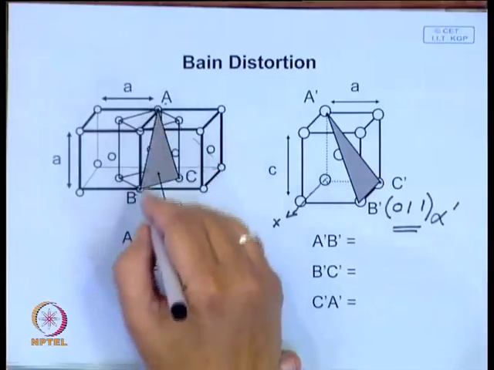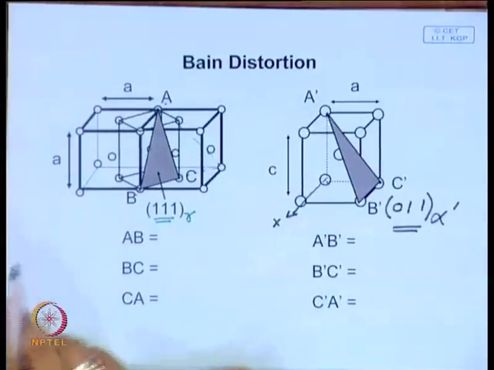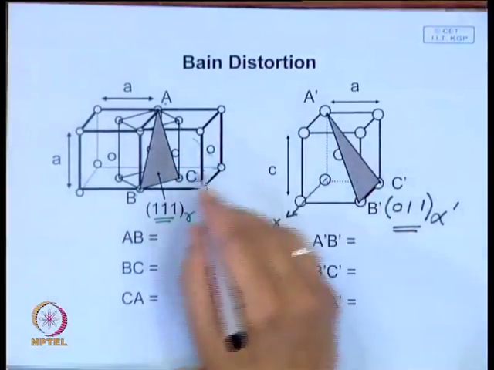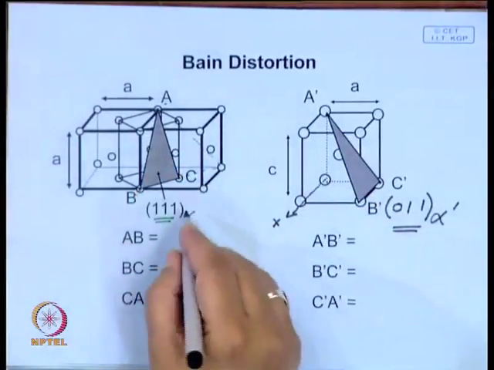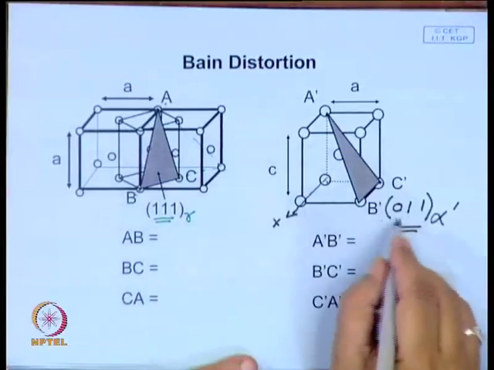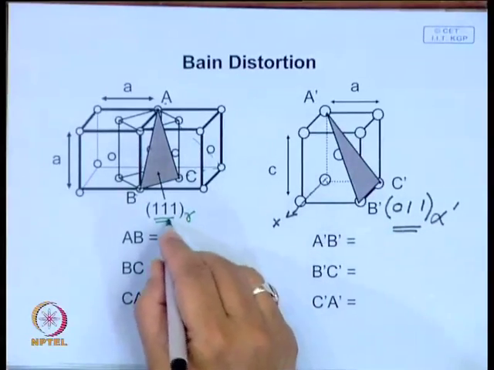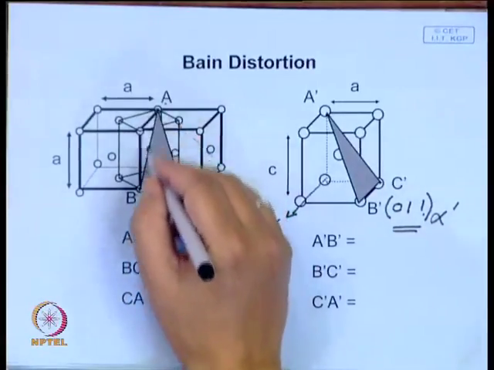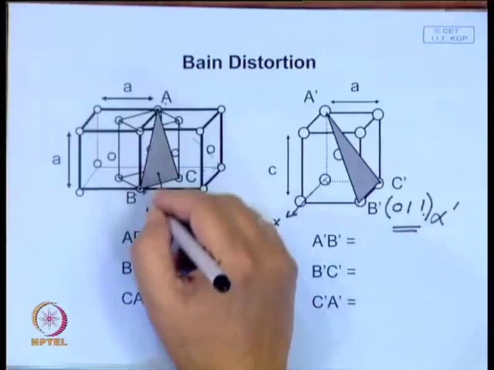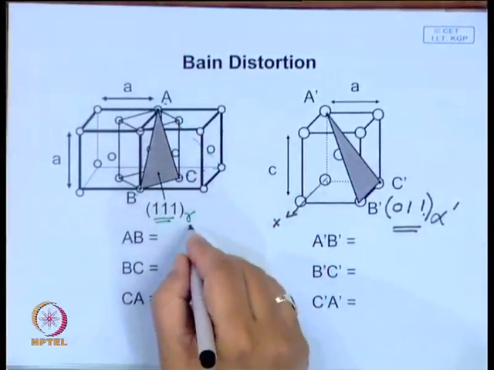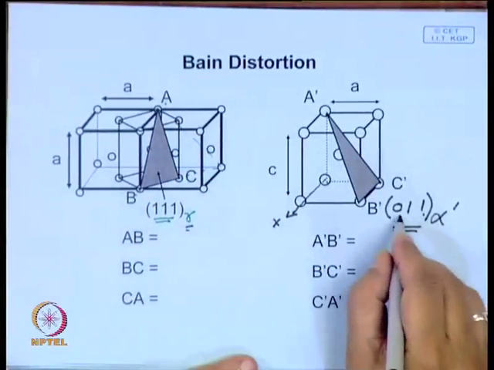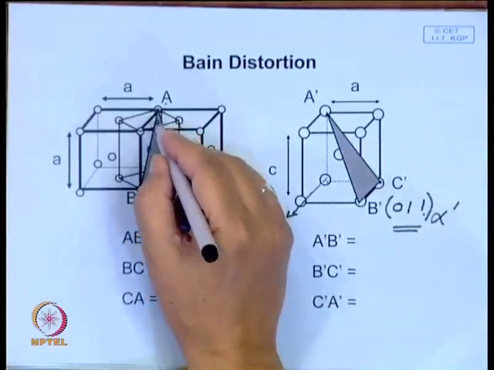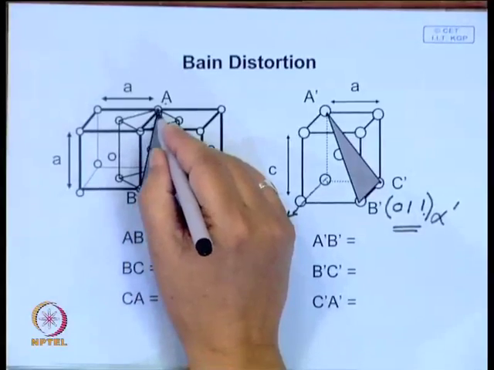So, that means this plane and this plane, this plane and this plane, they will have a close relationship, and in fact, this is called the habit plane. In one particular case, we can say this plane is parallel to this plane of a cube: the octahedral 1 1 1 plane in austenite is equivalent to the 0 1 1 plane in martensite. Similarly, there are directions also, you can try and find out this direction.